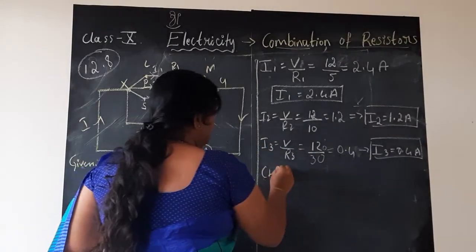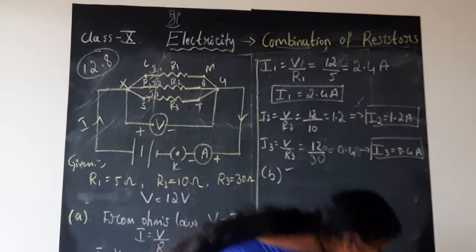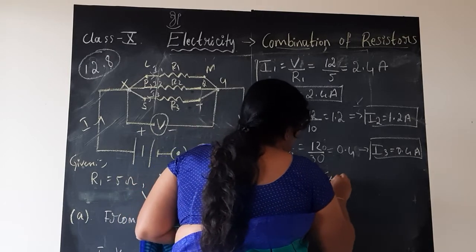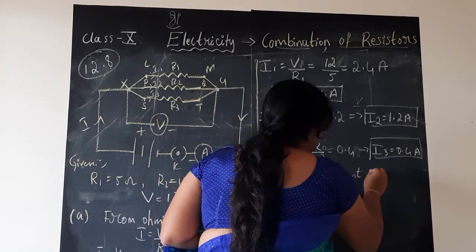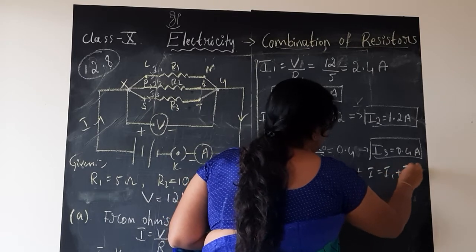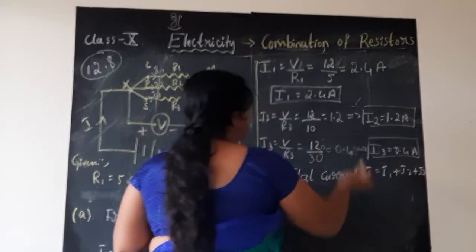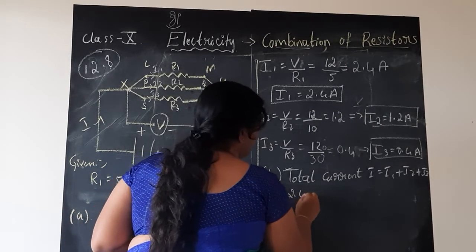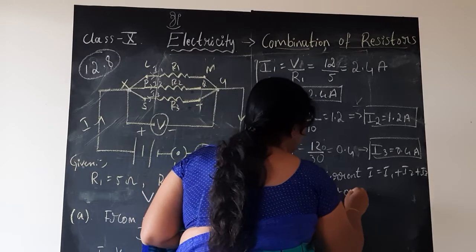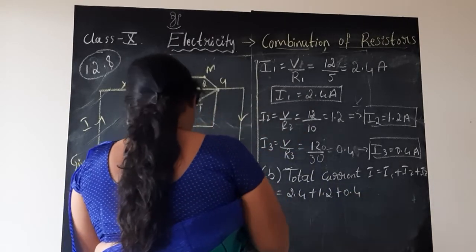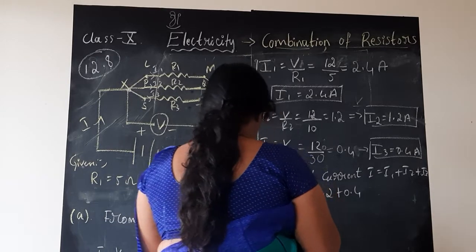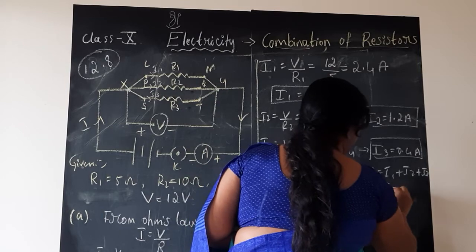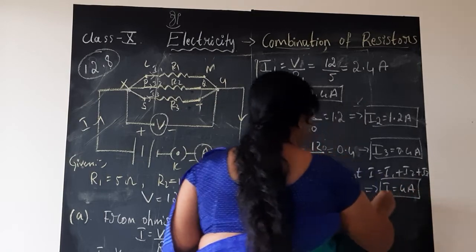So in the B part, total current I is equal to I1 plus I2 plus I3. We know what I1, I2 and I3 are. So add up: it is 2.4 plus 1.2 plus 0.4 and we get 4 amperes. So total current I is equal to 4 amperes.